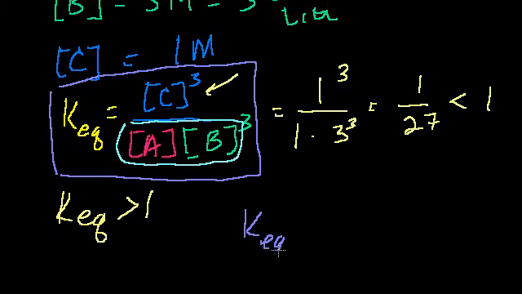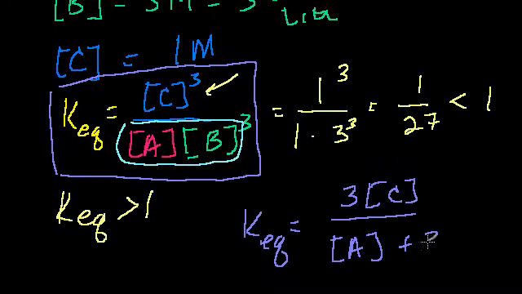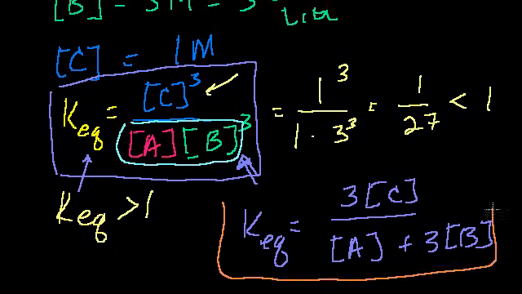My intuition said, hey, why isn't it 3 times the concentration of C divided by 1 times the concentration of A plus 3 times the concentration of B? This might have been more intuitive to me, but this isn't the case. This is what actually is constant, regardless of how you change the concentrations of the various reactants. So maybe we'll talk a little bit about why this is true and not necessarily this.